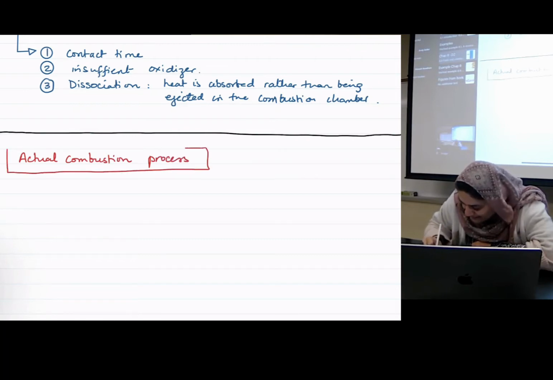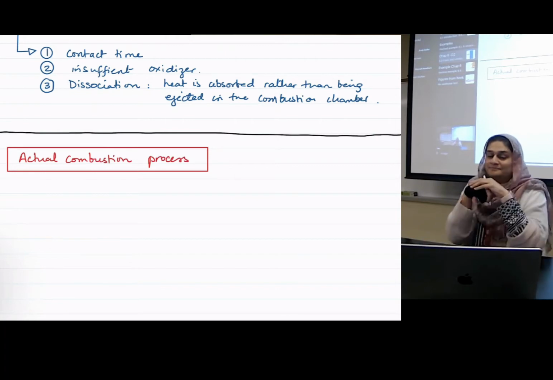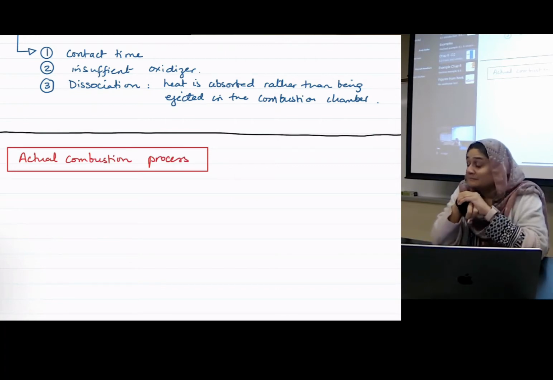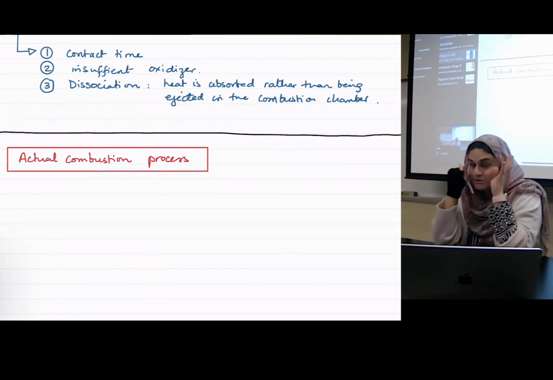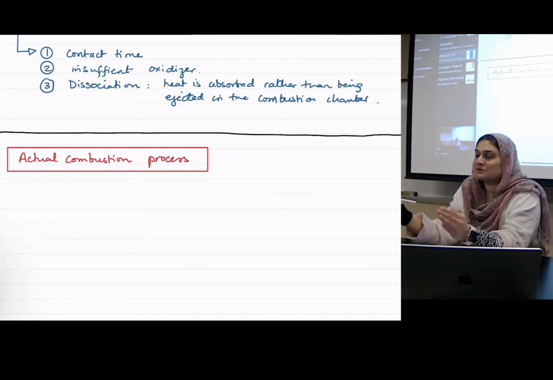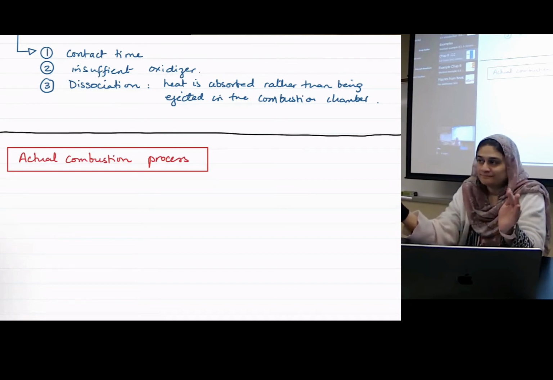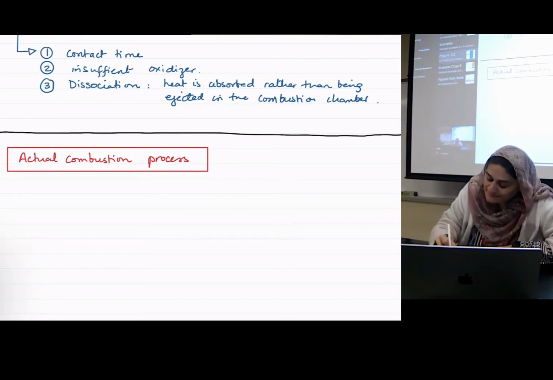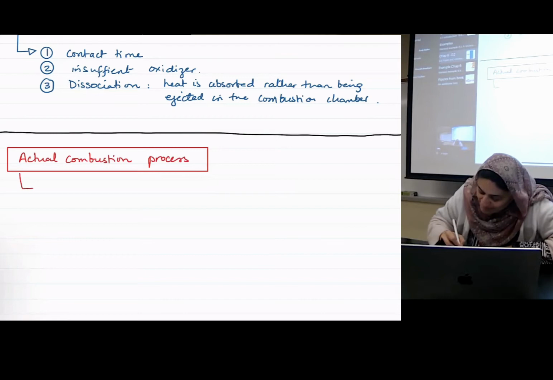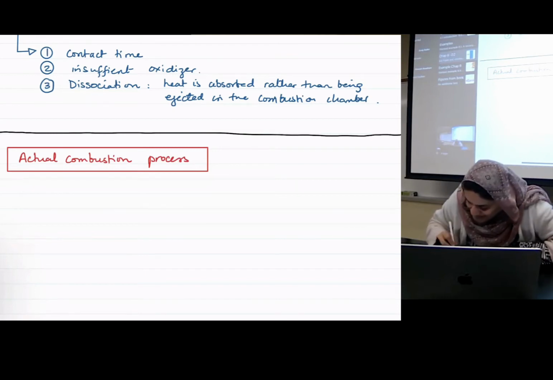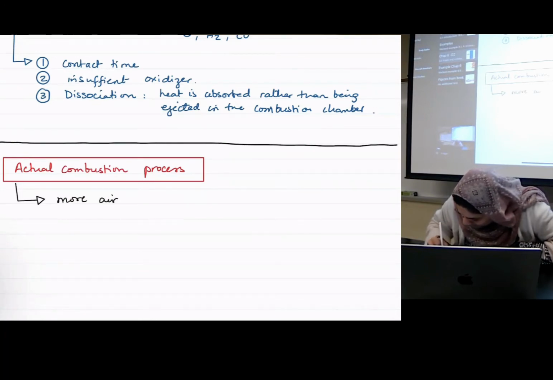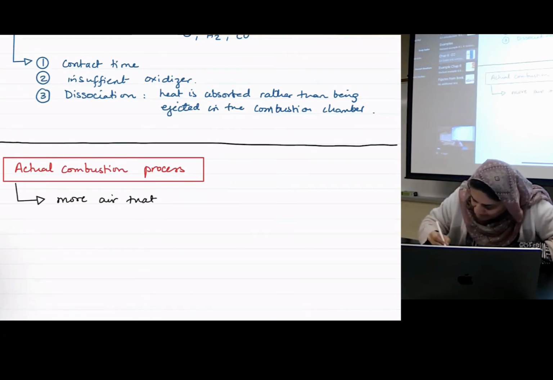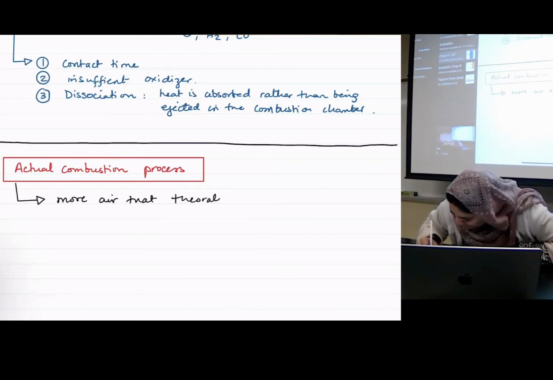So what actually happens in real life? Well, theoretical air should be the exact amount of air that we should need for complete combustion, correct? But what we end up doing is we end up using more air in the actual processes, more air than theoretical air.